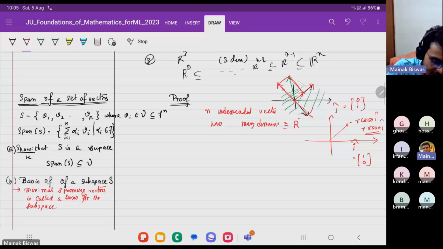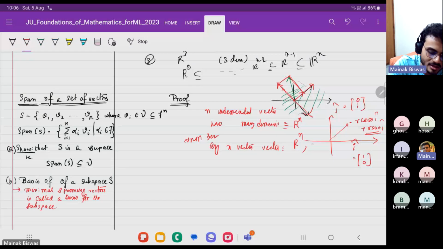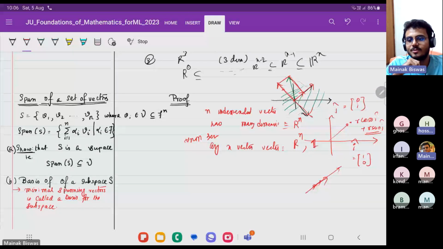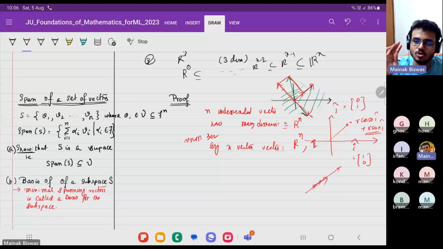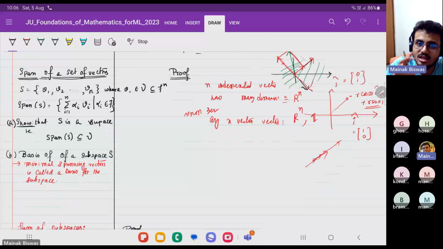I said that for n independent vectors, but given any n vectors, how many dimensions can they span? At most n dimensions, and at minimum 0, for the zero vector. And for non-zero vectors, at least 1. So this should immediately click in your mind: are they independent? Are they dependent? These questions you should always ask, and then you will be able to understand the dimension of the space that they are spanning. So this is the intuition of a span.